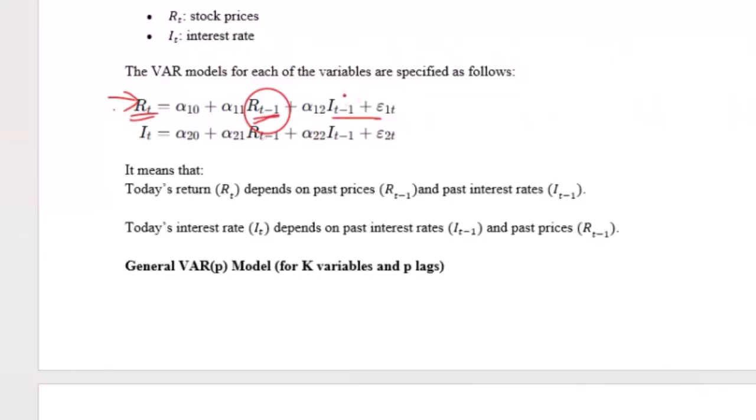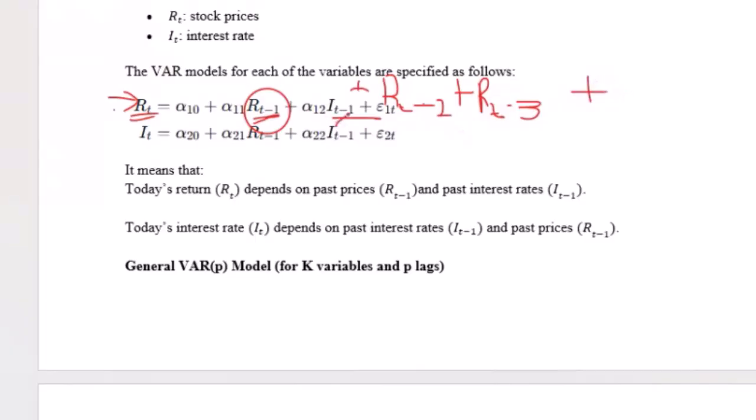And you can even increase this one, maybe plus RT minus 2, plus RT minus 3. Then you continue to interest rate. This one will mean that the stock prices in 2026 are explained by stock prices in 2025, stock prices in 2024, stock prices in 2023, plus now you go to interest rate.